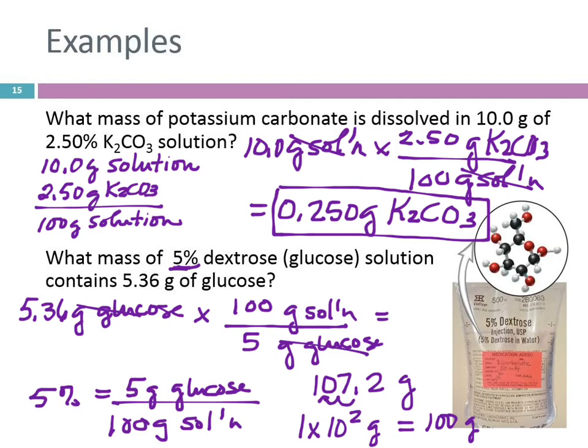And that bothers some people. But the calculation said 107.2. But if this 5% only has one significant figure, that means it's between 4 and 6%, then this little 7 grams here doesn't really matter. And so we're going for 100 grams. I know it's disturbing. Any questions?